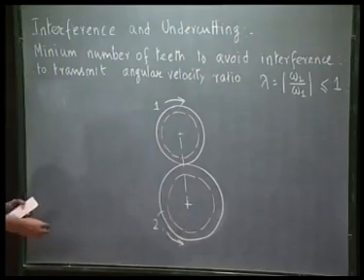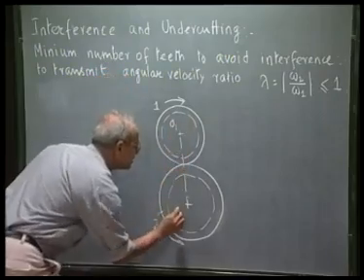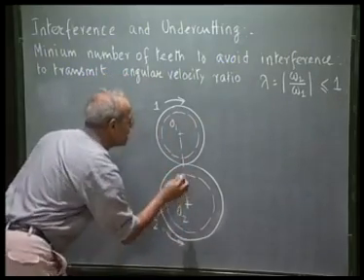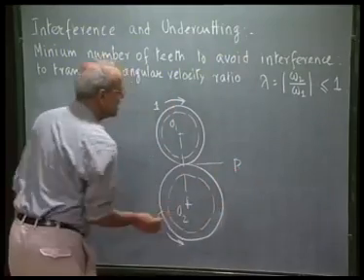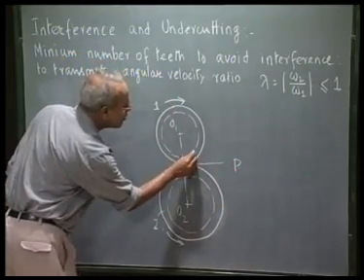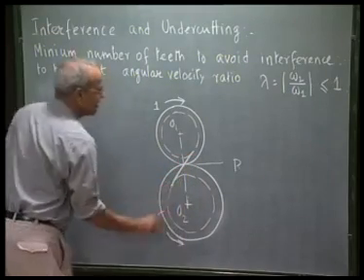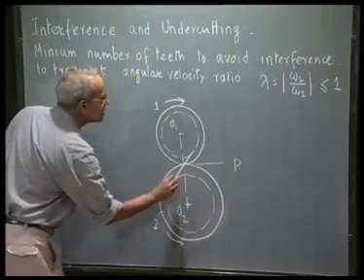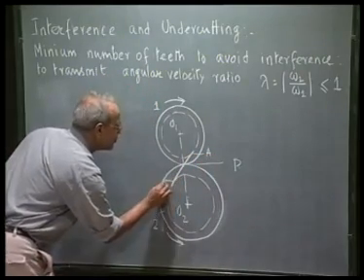These are the two base circles. This point is O1, this point is O2. This is the pitch point, which we call P. And if I draw the common tangent to these two base circles, that is the line of action AB.